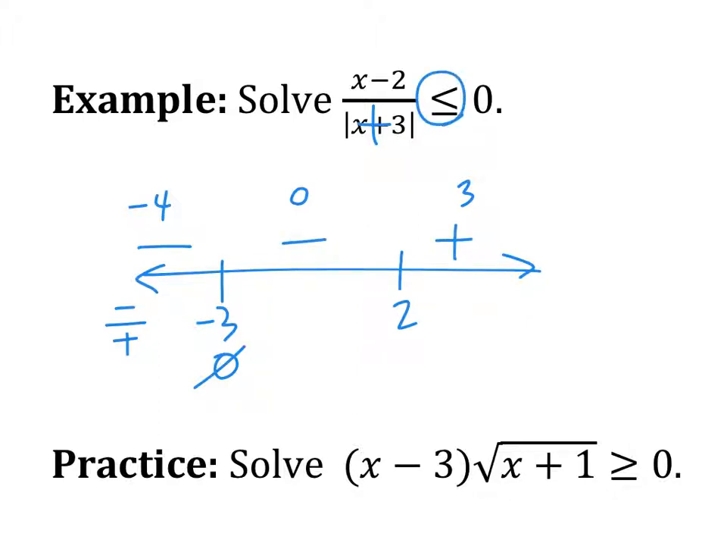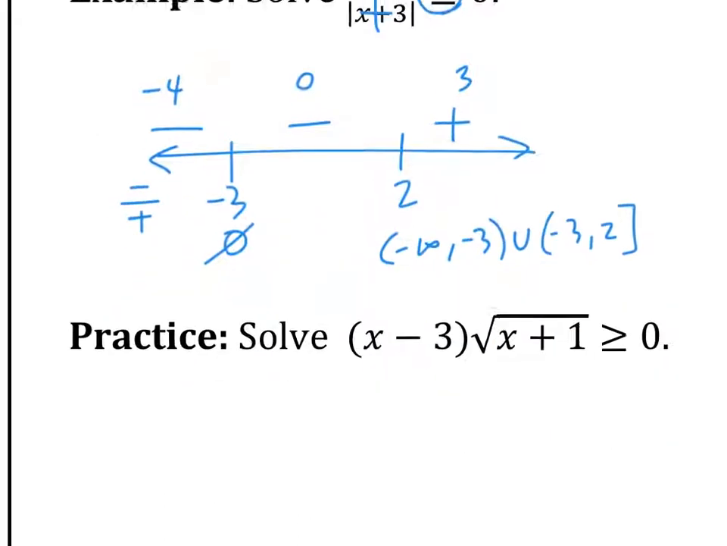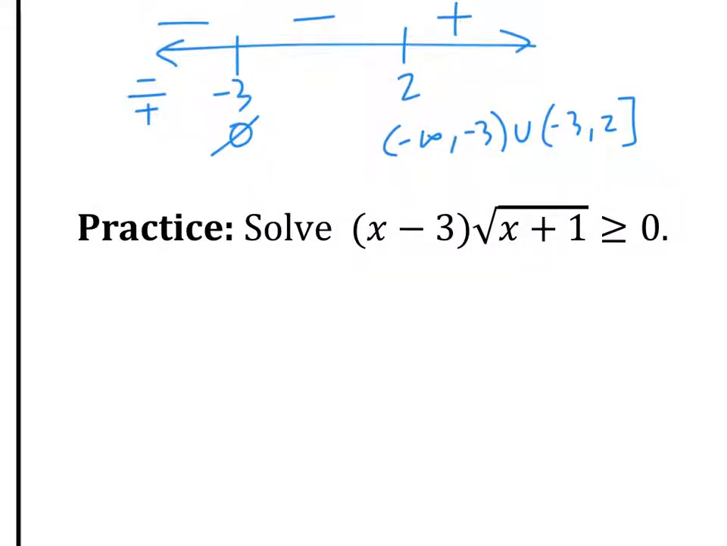Let's answer the question. Where is it less than or equal to 0? Write your answer. Okay, so the part that is less than or equal to 0, that is -infinity to -3, and then -3 to 2, include 2. All right, let's have you guys try one, and then we're going to go back to the previous ones and try to graph it based on the sign chart without our calculator.